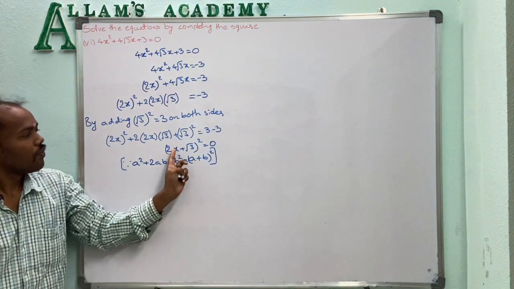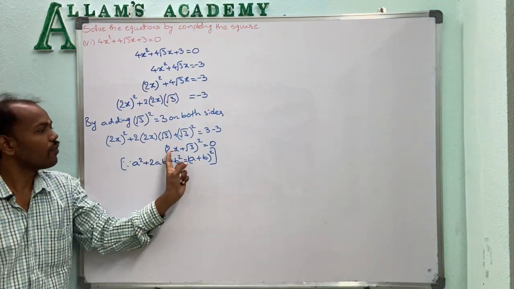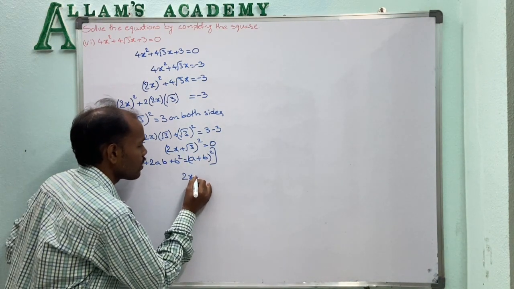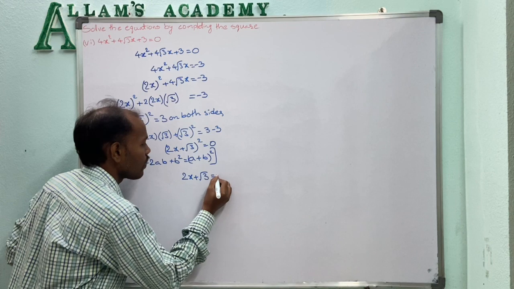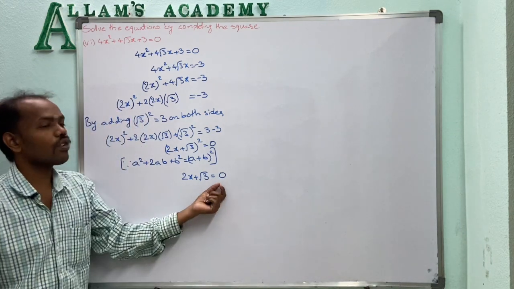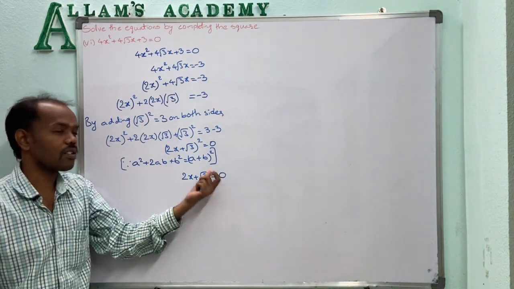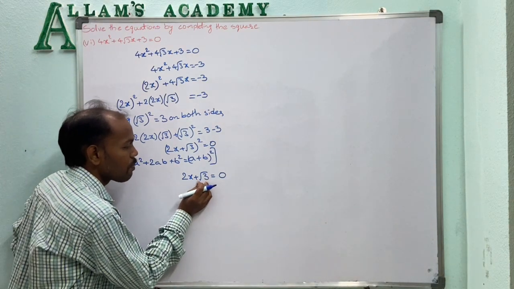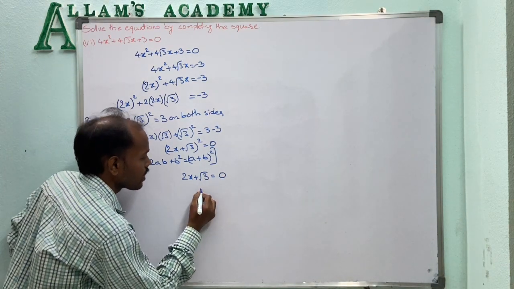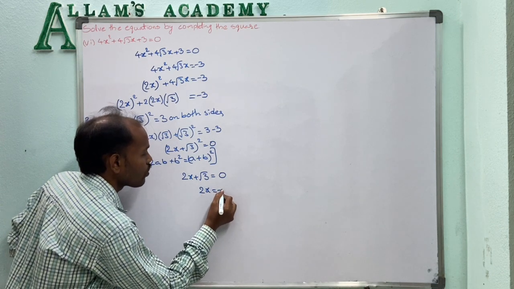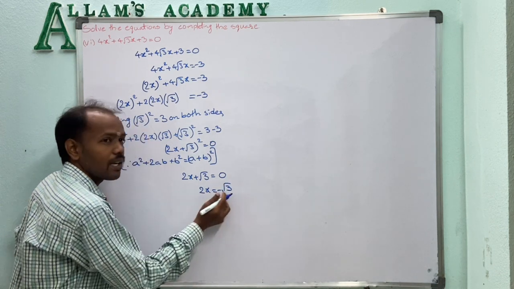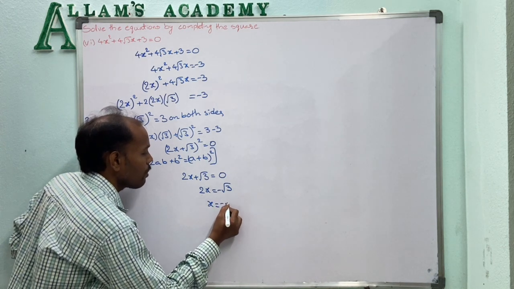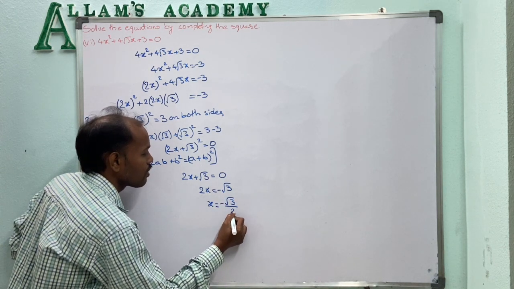Now to get the x value we take the square root on both sides. So 2x + √3 is equal to 0, since the square root of 0 is 0 only. Now this +√3 transferred to that side becomes -√3. Now the multiplication transferred to that side becomes division. So x is equal to -√3/2.